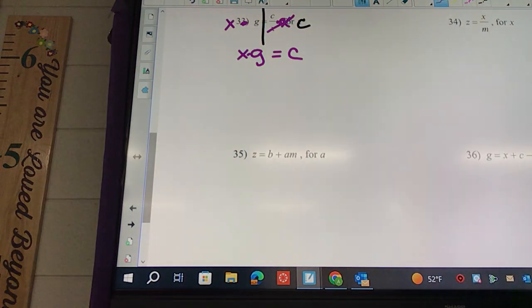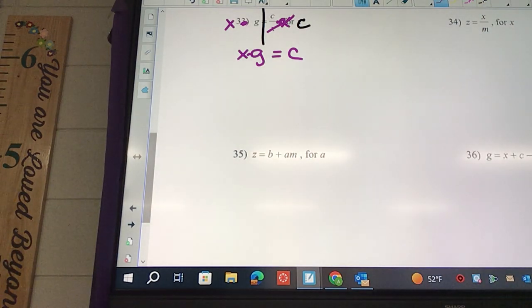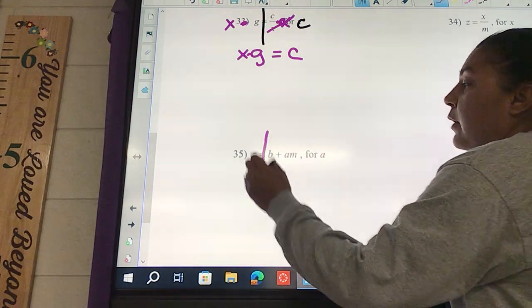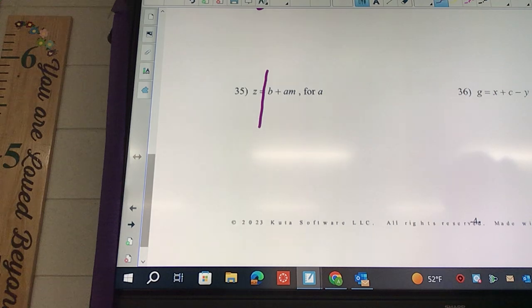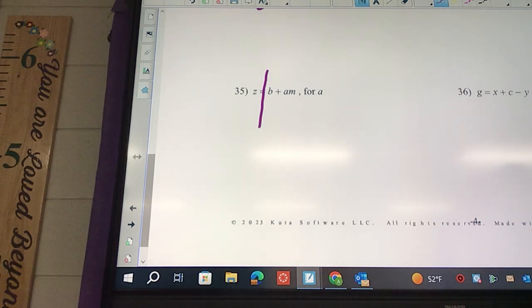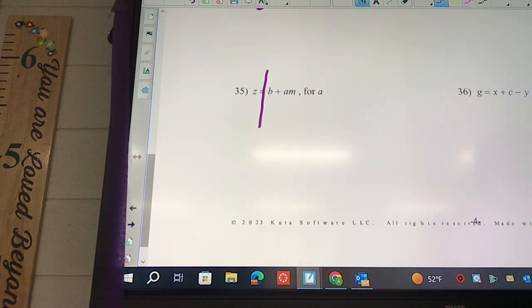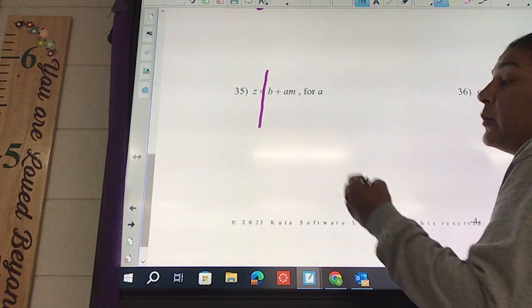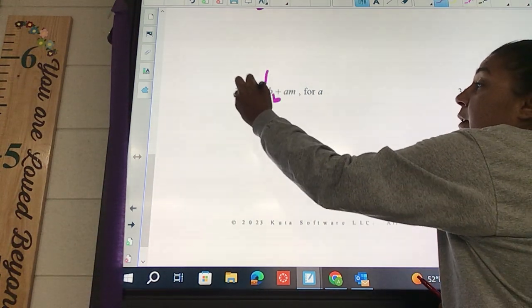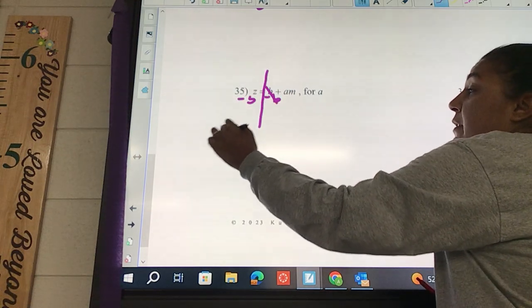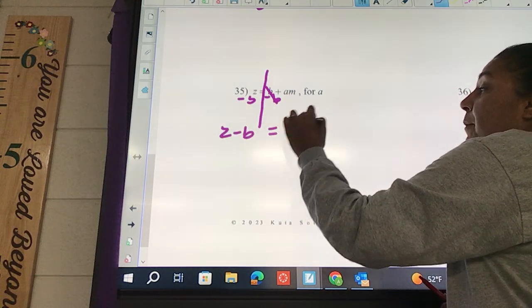Okay, 35. We're solving for what? What's it say? For A. Okay, so anything that's by A needs to be moved. What are the 2 things that are going to need to be moved? The B and M. Okay, which one gets moved first? The B. Close. It is the B. So see how the A and the M are together? That means that the other one has to get moved first. Okay? So the M would always be last. So we're going to say minus B, minus B. So over here I'm going to have Z minus B equals AM.